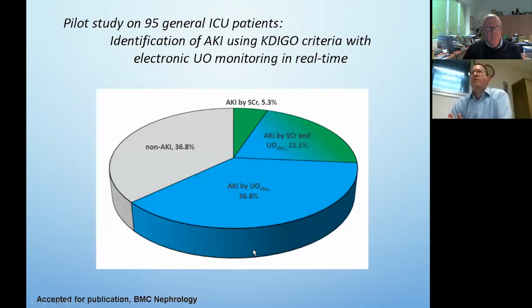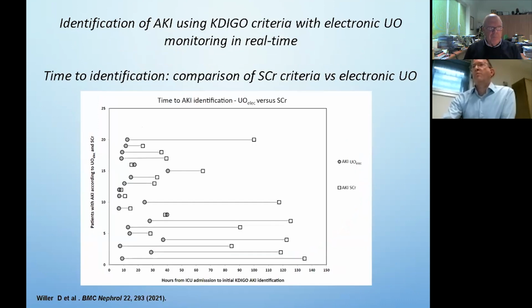In a pilot study of 95 general ICU patients where we compared the identification of AKI using KDIGO criteria versus the electronic urine output monitoring in real time, we managed to demonstrate that the vast majority of patients were actually diagnosed by the utilization of the electronic urine output criteria, where only a minority were diagnosed solely on the serum creatinine criteria.